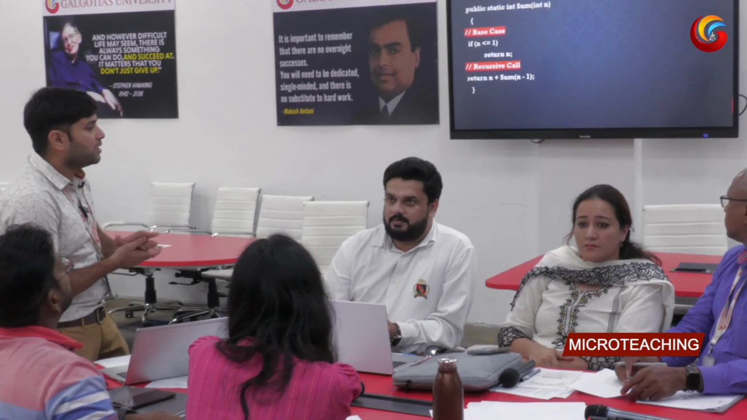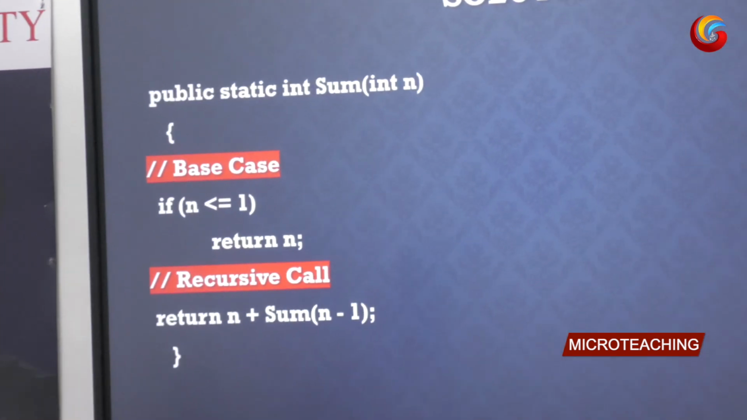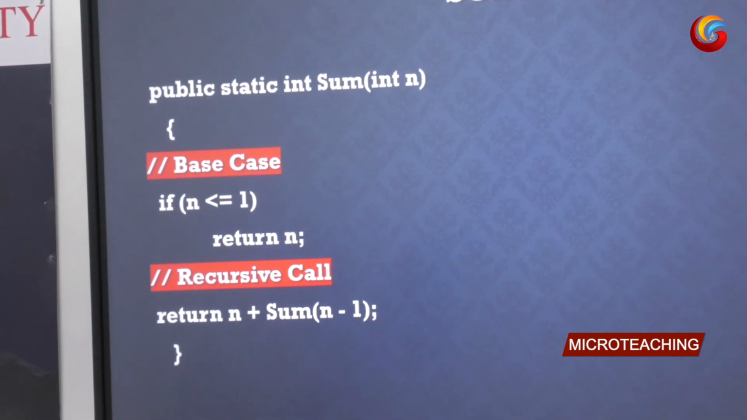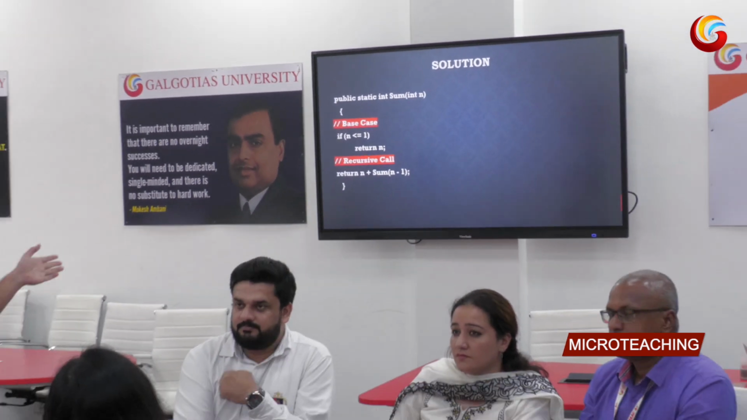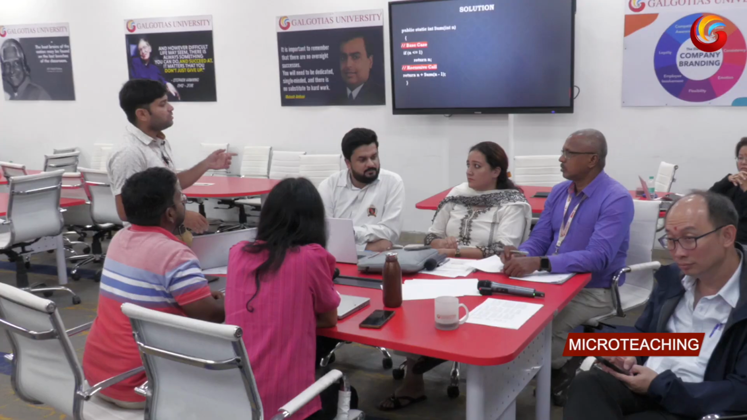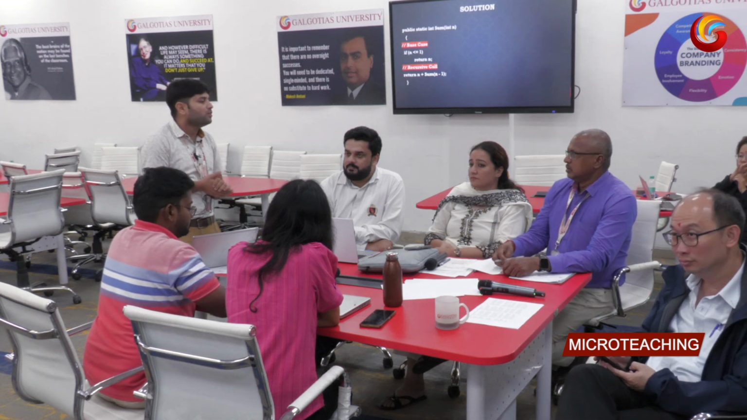Okay, you just cross-check your answer with the given solution. When n is less than or equal to 1, you have to return, and whatever the recursive call, n plus sum of n minus 1. Understand? When we are calling for 4, then what should be the call? 4 plus sum of 3. For 3, 3 plus sum of 2. For 2, 2 plus sum of 1. For 1, 1 plus sum of 0, and finally you have to return 0, and you can get back the answer 15 when you are calling for 5.